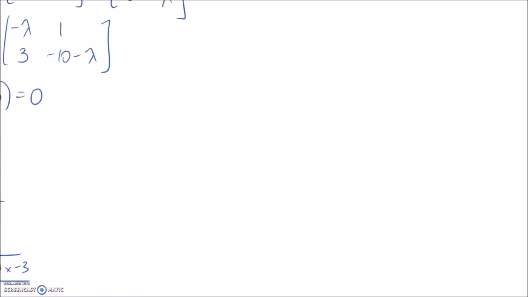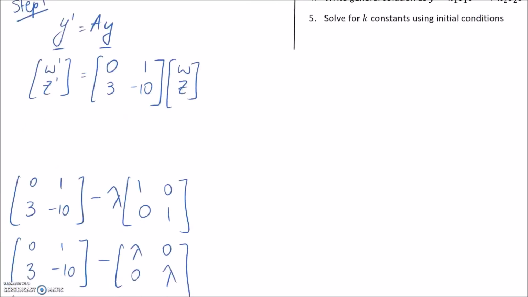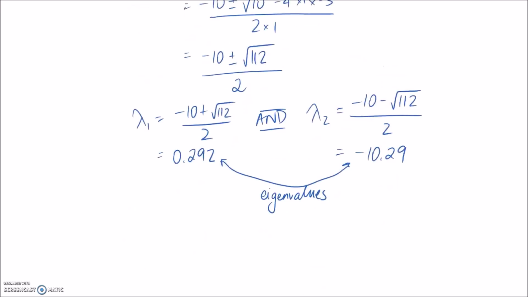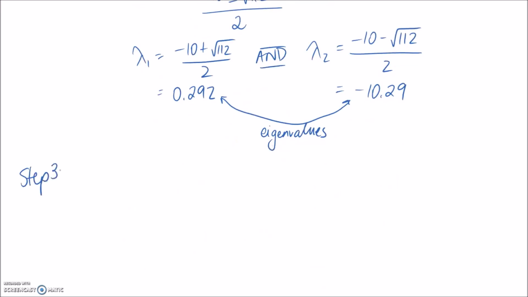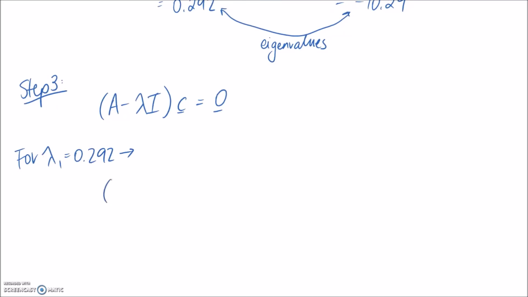Alright, we're now up to the next step of our process, and that was to solve for the eigenvectors. That's the C vector that we see here, so we need to satisfy this particular equation. Step 3: the equation that we were satisfying was A minus lambda I times the C vector is equal to the 0 vector. I'm going to start by doing this for the first lambda value that we found, 0.292.